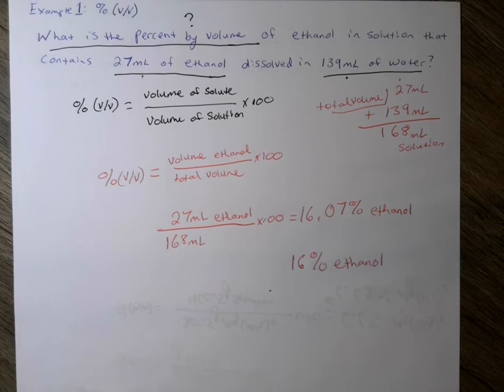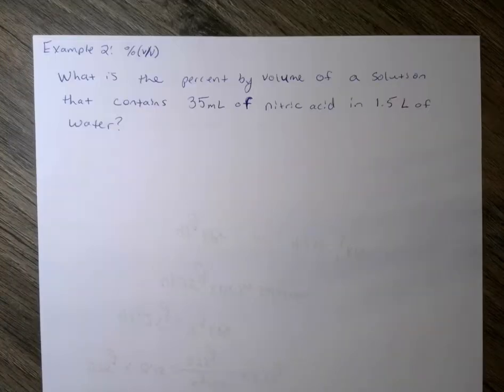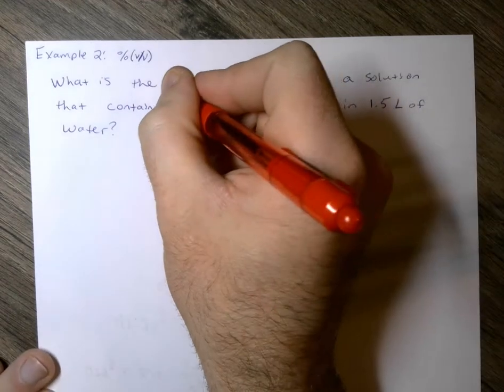Our next one reads, what is the percent by volume of a solution that contains 35 milliliters of nitric acid in 1.5 liters of water? So in this one, it's giving us 2 different units of measure. So let's start off, what are we identifying? We're finding the percent by volume.